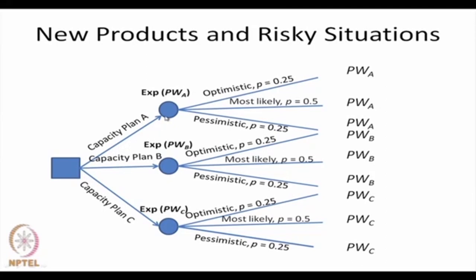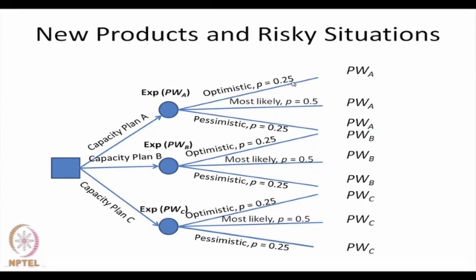Suppose we take capacity A, that means we order for capacity A, then there are 3 possibilities. These possibilities or probabilities are governed by nature. This is a random phenomenon. It may be optimistic scenario, the demand may be very good, the demand may be very bad, meaning it is pessimistic, or demand may be somewhere medium. So, this node is called a chance node governed by nature, whereas this is a decision to be taken by the management. Therefore, it is called a decision node, and these are chance nodes. Now, we assign the probabilities. We say that most likely scenario is 0.5 probability, and optimistic and pessimistic chance is 0.25 probability each.